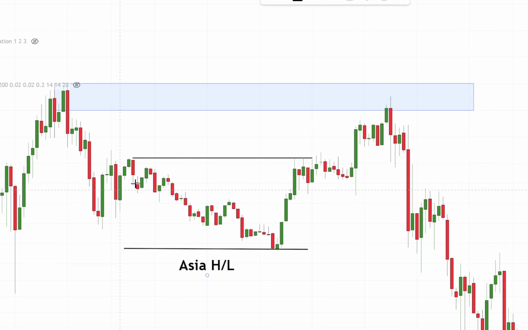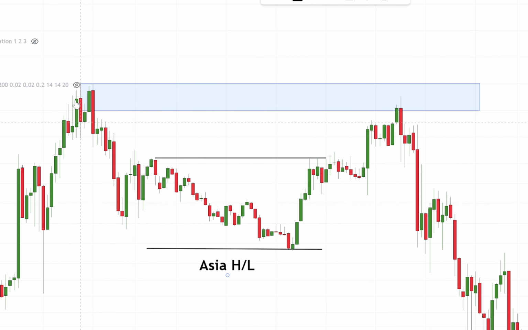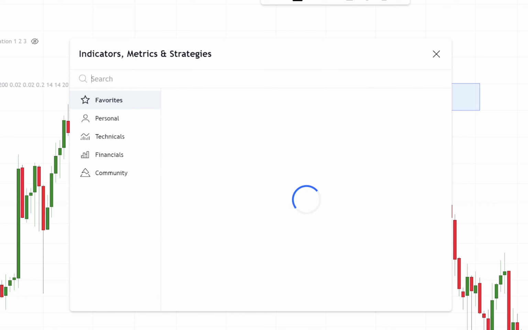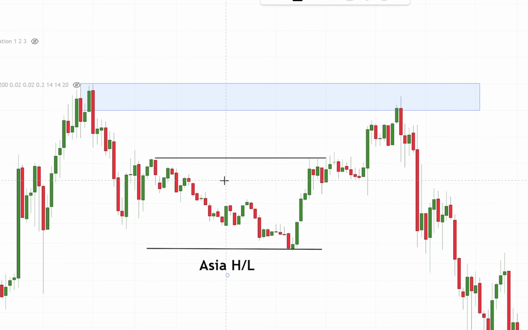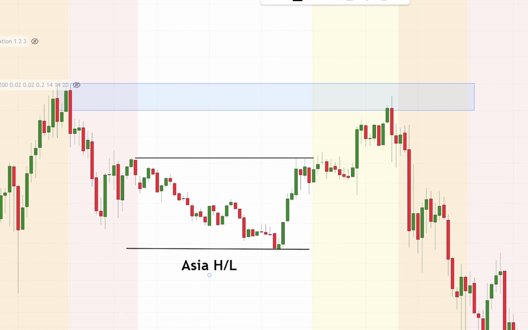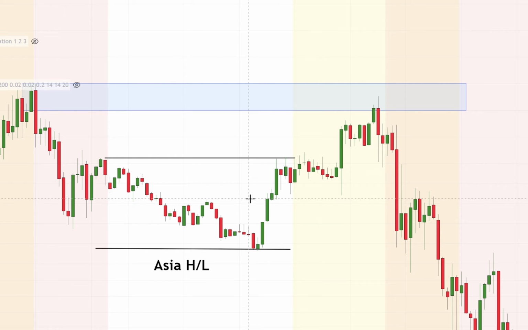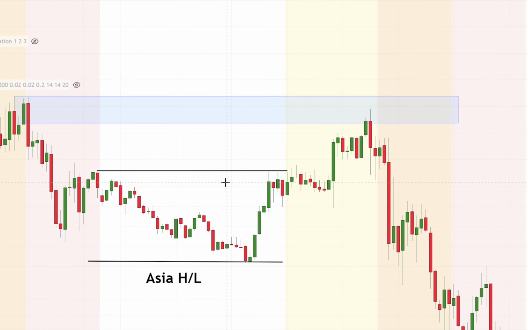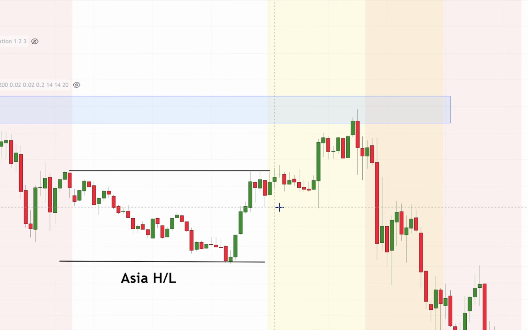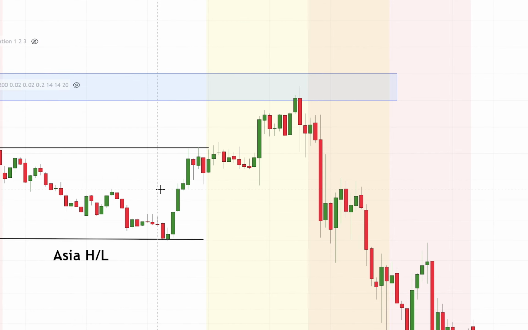For this new supply and demand strategy, I need you to go to your indicators box and type in sessions. Session-based liquidity is very important to this strategy. Now that we have our sessions on, the next thing I will be explaining is time. For time, we want to wait until London or New York session before looking for supply or demand zones.